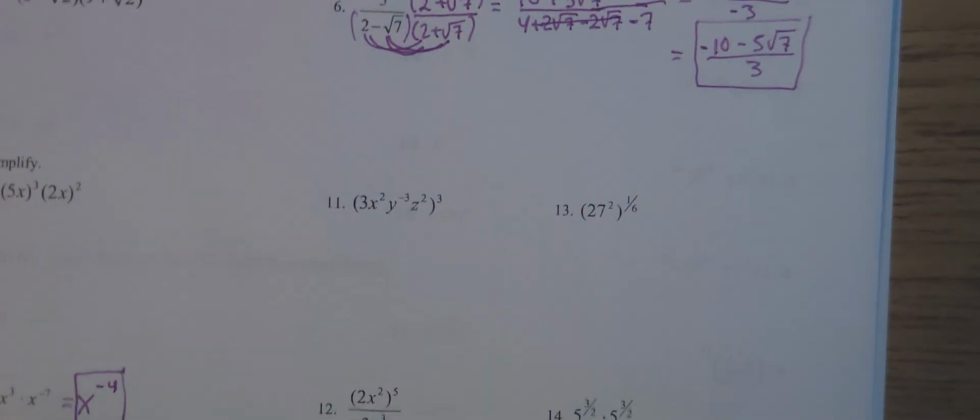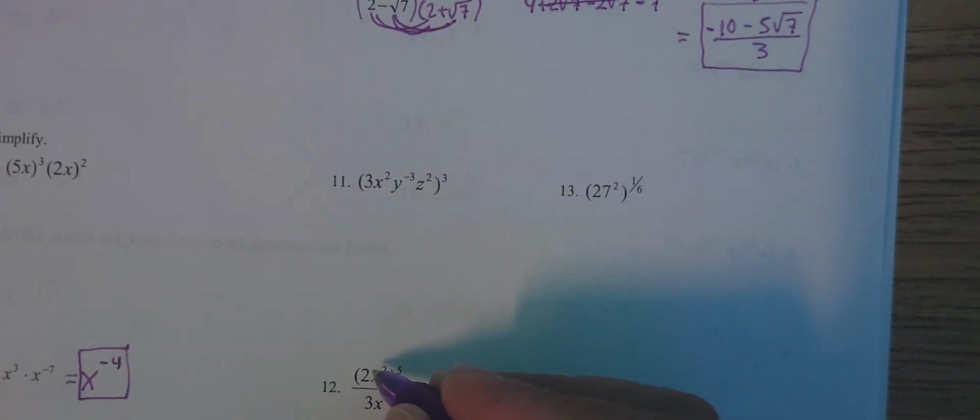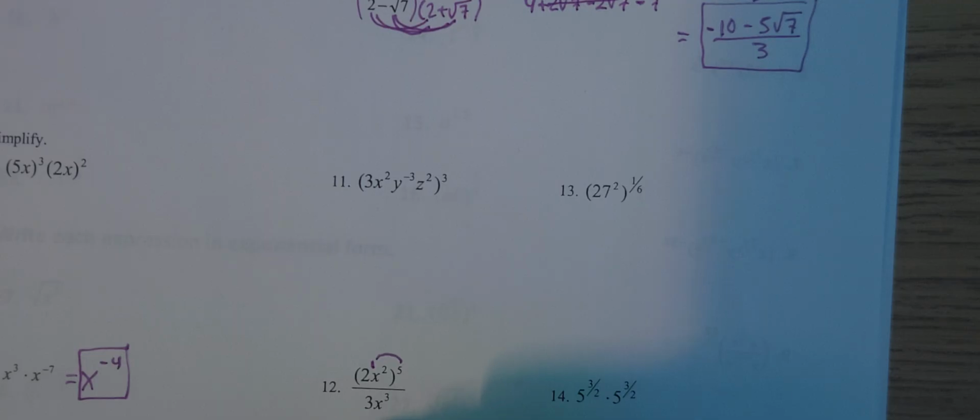And then number 12, what I need to do is I need to distribute this power. So apply the power of power rule. So then this is 2 to the 5th, and then 2 times 5, that's 10. So 10 x to the 10th power. All of this is over 3 x to the 3rd.